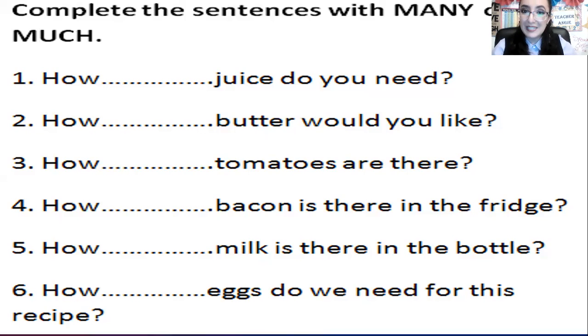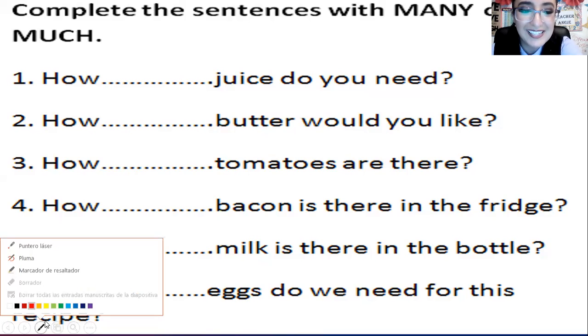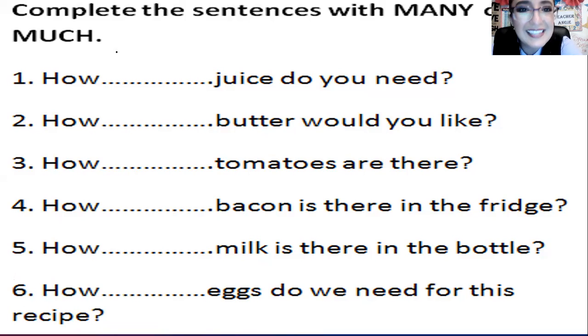That's cool. Now, you are going to help me with this that I have here. We are going to complete the sentences with many or with much. You can do it. For example, the first one, how much or many juice do you need? Excellent. How much juice do you need? How much? Because I cannot touch it. Yes, I can touch the bottle of juice. That could be countable, but without that container, it is going to be uncountable.